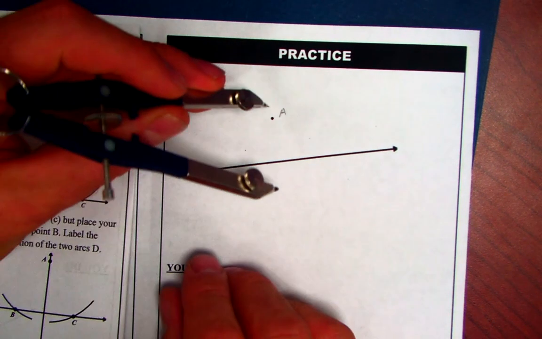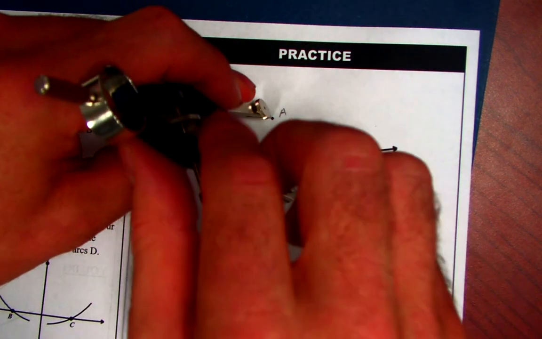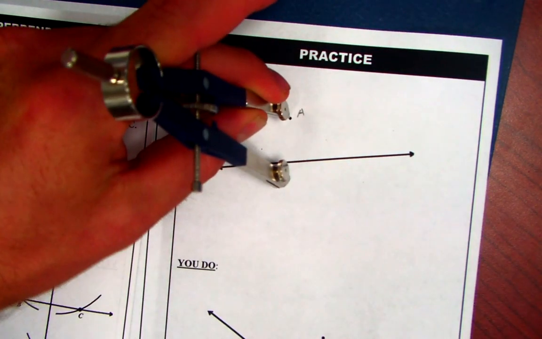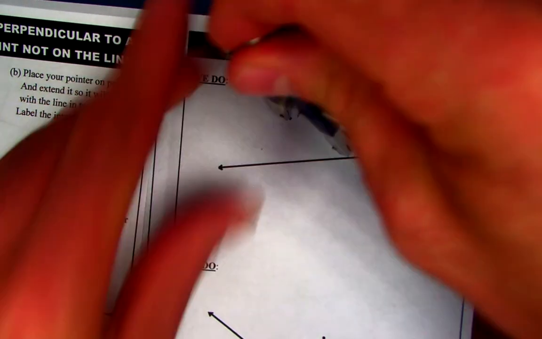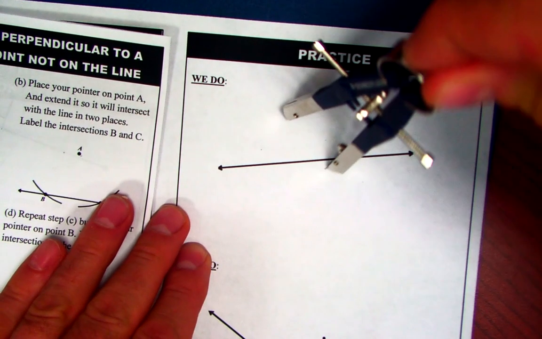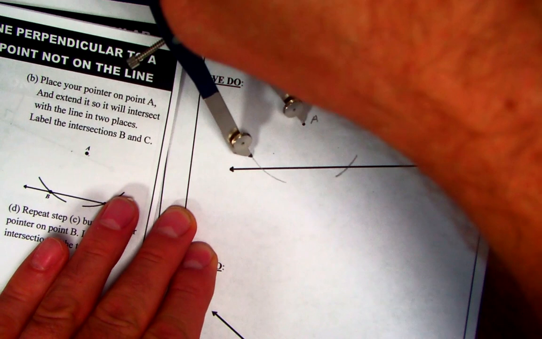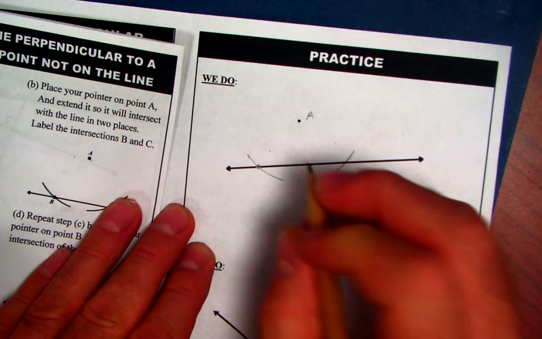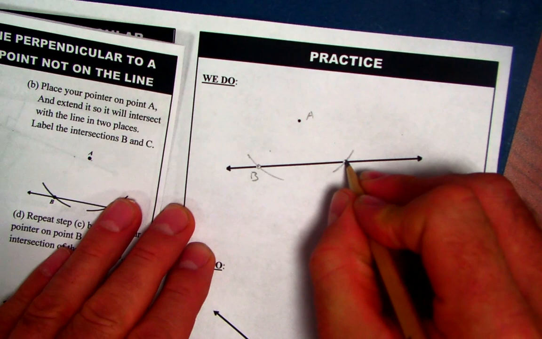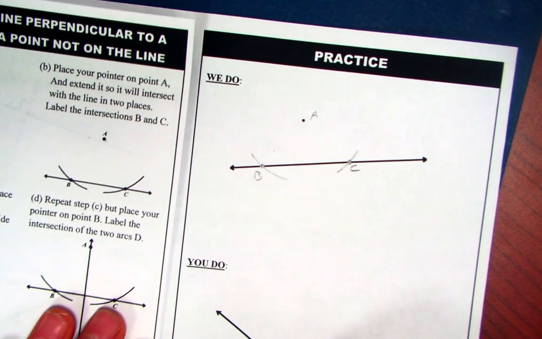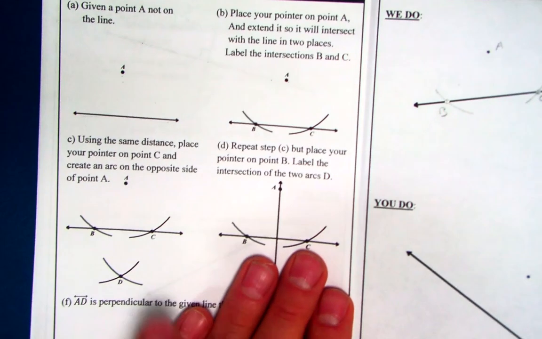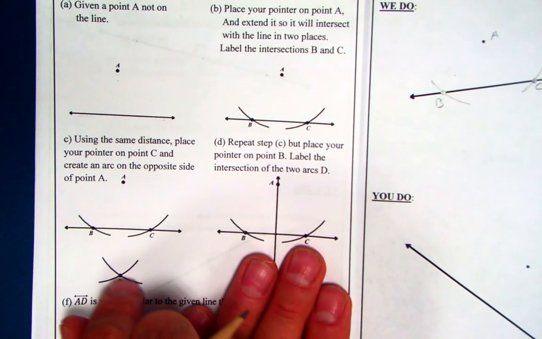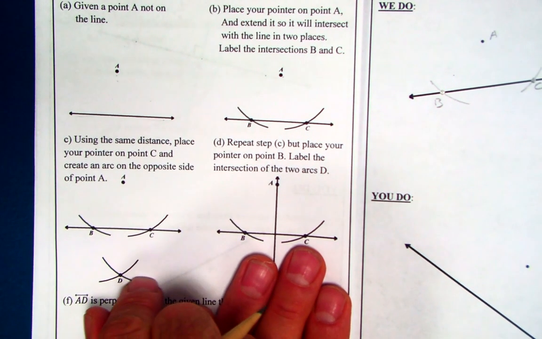We'll put our compass at A, and all it has to do is be open so that it'll intersect the line in 2 places. Okay, so there's 1, and there's 2. Okay, we're going to label those B and C. Okay, well, our next step is to use the same distance and place our pointer on C and create an arc. So we're going to be at C, and we're going to sweep an arc here.